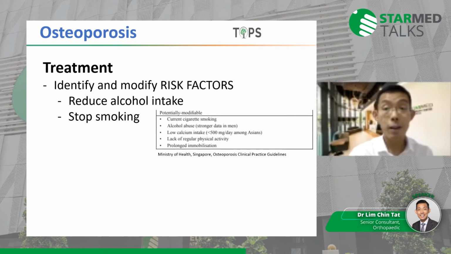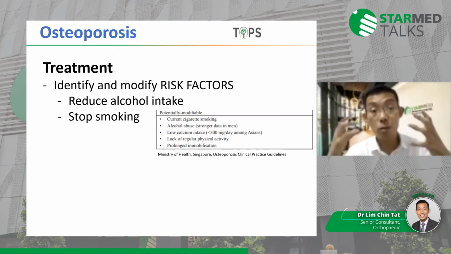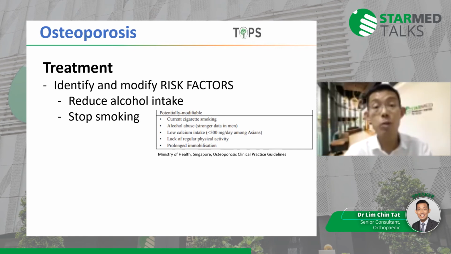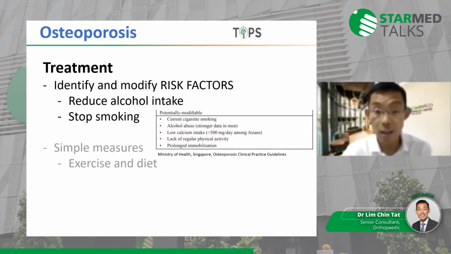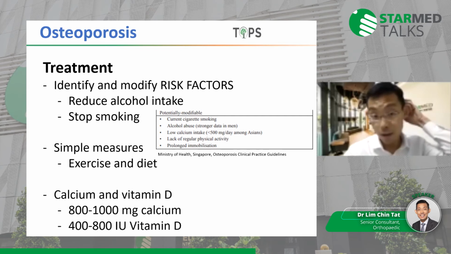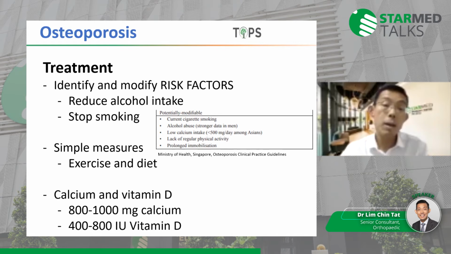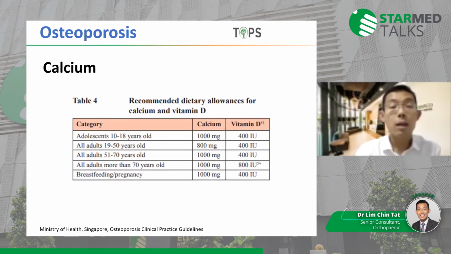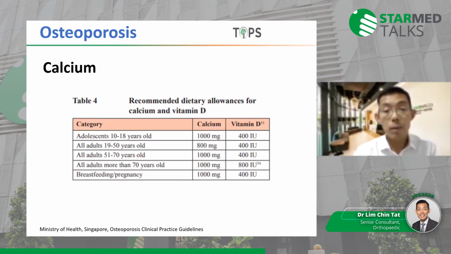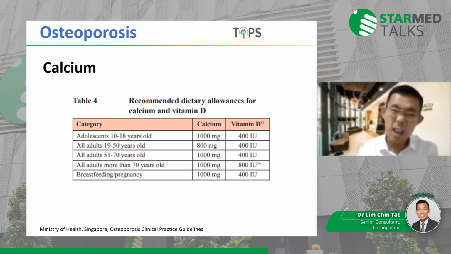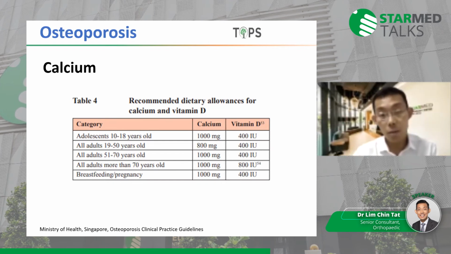Treatment. I think the most important thing when I tell the patient is to identify the risk factors. Stop smoking, stop alcohol intake, start exercise, get a balanced diet. All this has very little side effect. So exercise, diet, taking calcium, taking vitamin. This is the amount you need at different stages of life. For calcium, it's about 800 to 1000 milligrams.